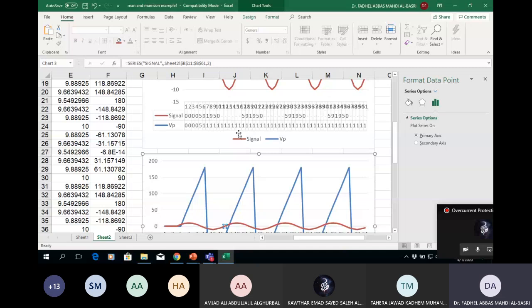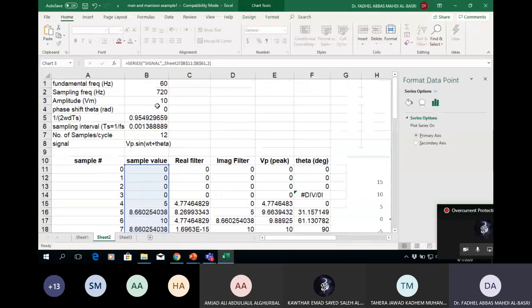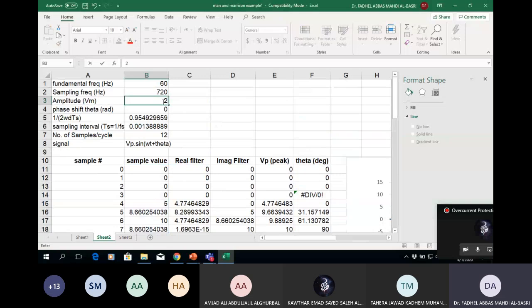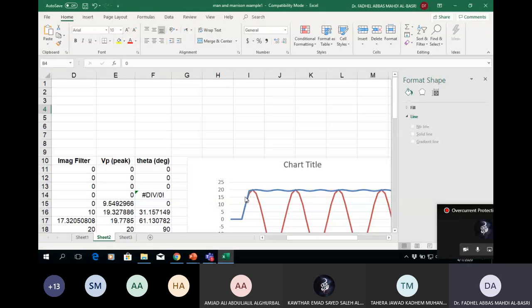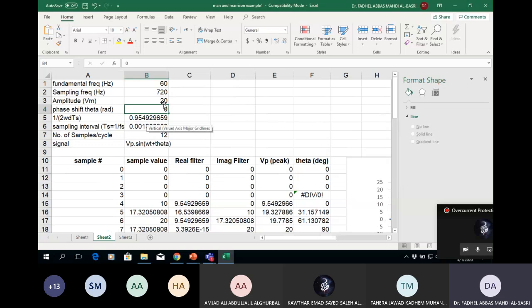Okay, so if I change the magnitude to, let's say, 20, will it track this? Okay, as you can see, it goes to 20, right? Estimated. If I change, yes, any question?